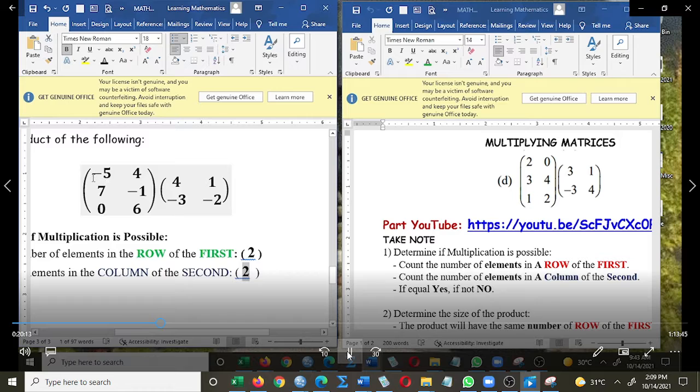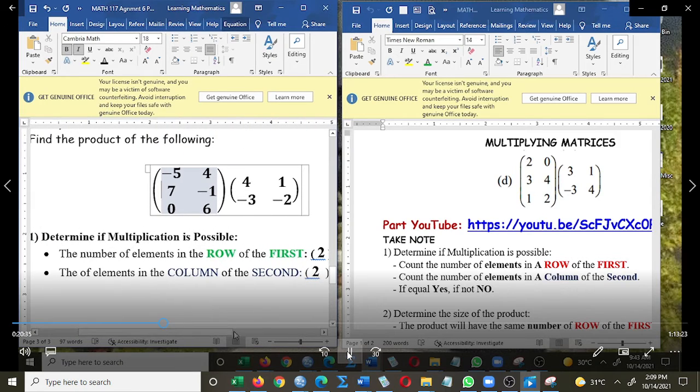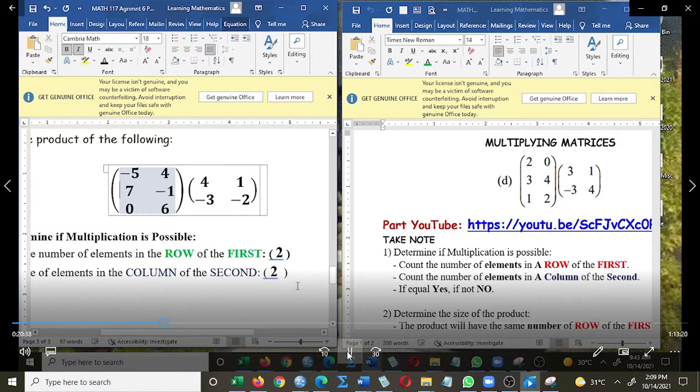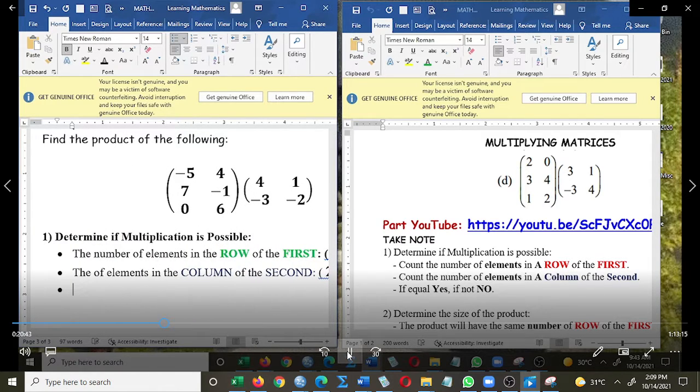That's the first matrix, the row of the first. 1, 2. Okay. The second matrix, column 1, 2. You can choose any row, you can choose any column. If you choose the other row, 1, 2, 1, 2. One suffices. So now we can conclude that they are the same. Those two counts we did are the same, equal.